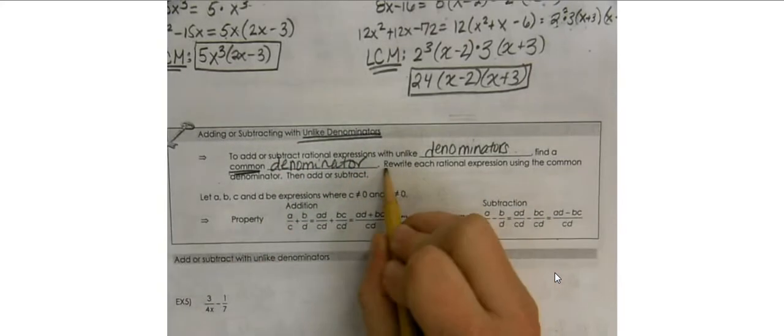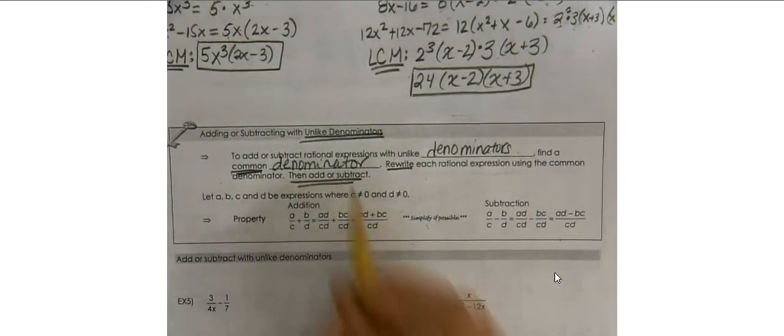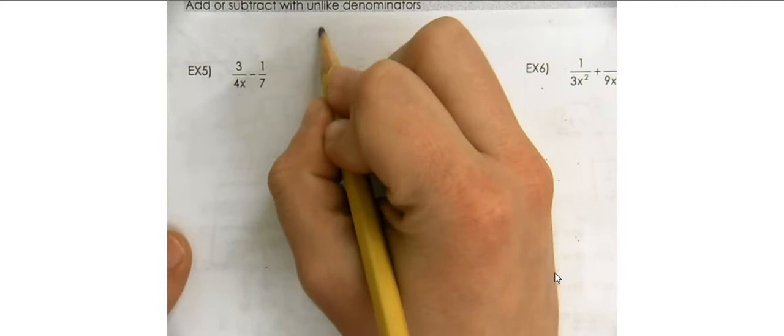Then we're going to rewrite each rational expression using that common denominator, and then we're going to add or subtract. So here we go. Looking at example number 5, I have a denominator of 4x and a denominator of 7. So I need to come up with a common denominator. I'm going to write my side work right here. I'm going to identify my least common denominator. My LCD or LCM, whatever you want to call it, is fine.